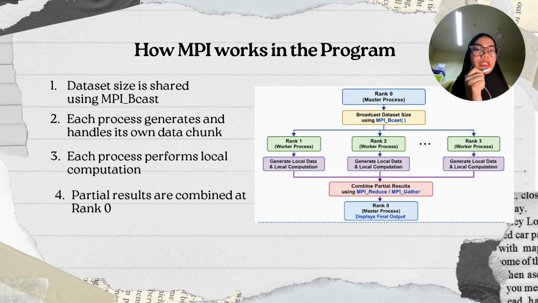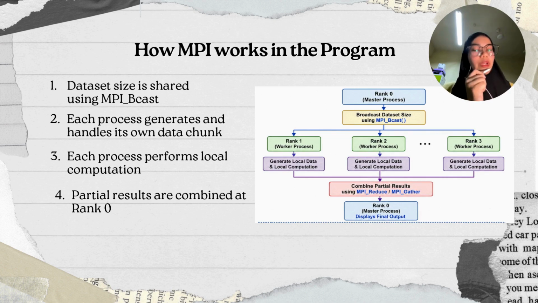Okay, next is how MPI works in the program. Basically, it uses 4 processes. First, the dataset size is shared using MPI_Bcast. Second, each process generates and handles its own data chunk. Third, each process performs local computation. And fourth, the partial results are combined in rank 0.